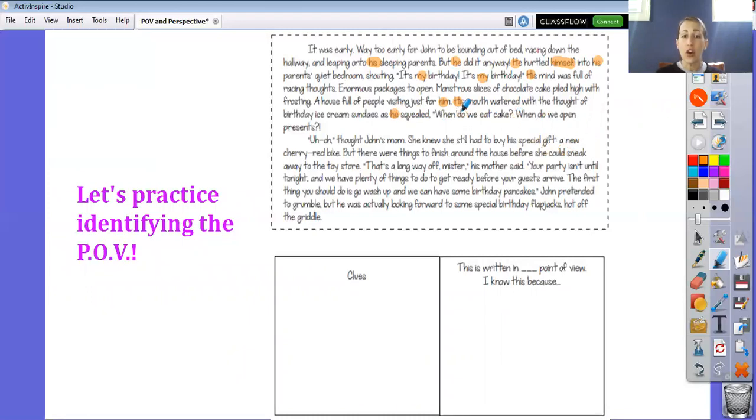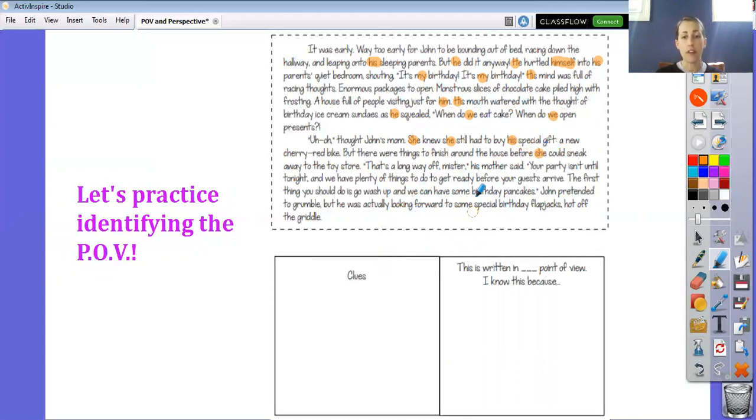When do we eat cake? When do we open presents? Uh-oh, thought John's mom. She knew she still had to buy his special gift, a new cherry red bike, but there were things to finish around the house before she could sneak away to the toy store.